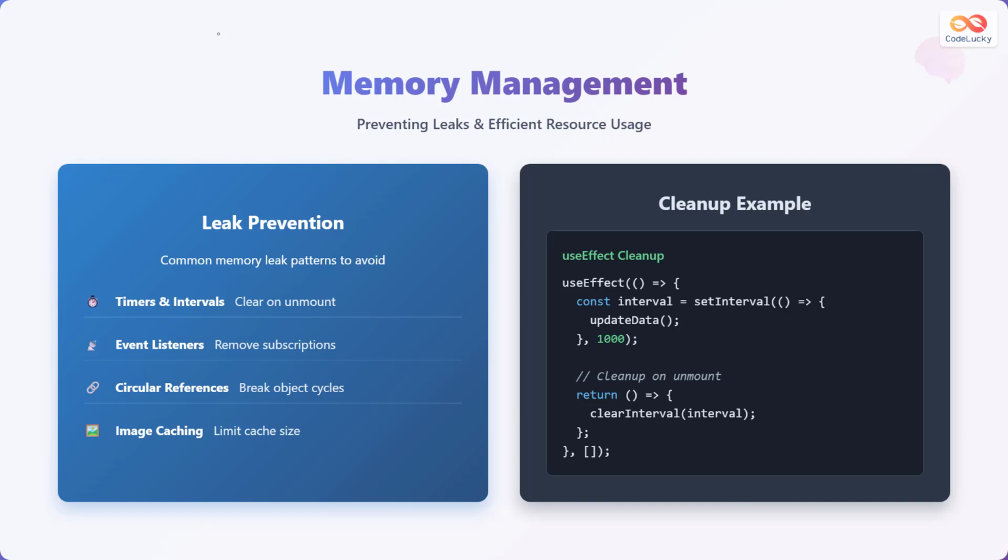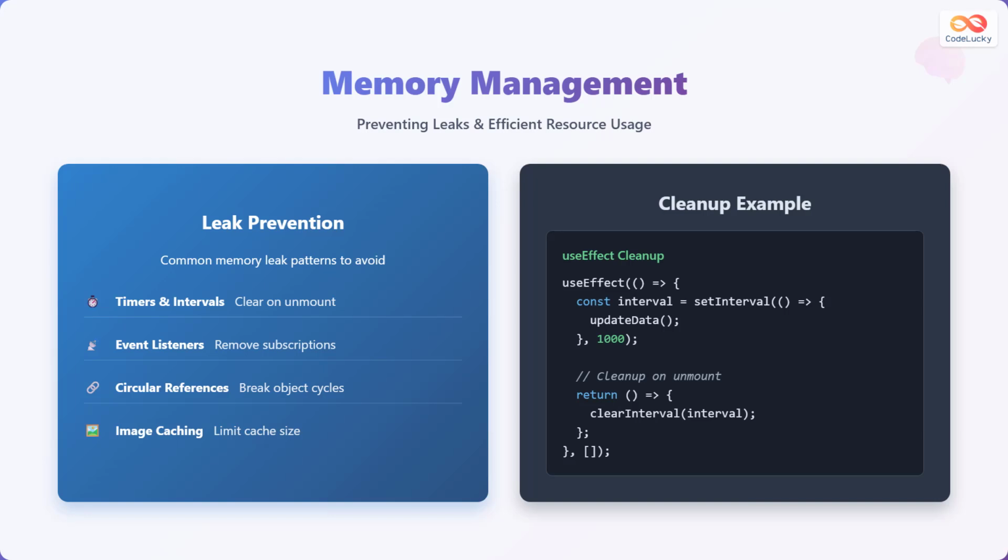Effective memory management prevents crashes, improves performance, and ensures smooth user experiences in React Native applications. Memory leaks commonly occur through uncleaned timers and intervals that continue running after components unmount, requiring proper cleanup in useEffect return functions. Event listeners and subscriptions must be removed when components unmount to prevent memory accumulation over time. Circular references between objects can prevent garbage collection, requiring careful attention to object relationships and reference handling.